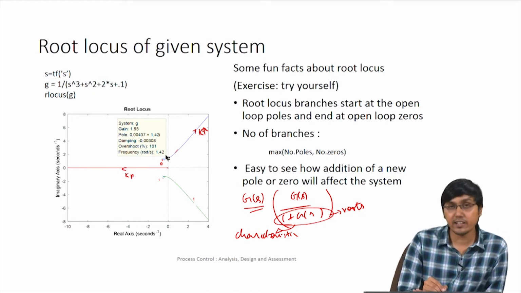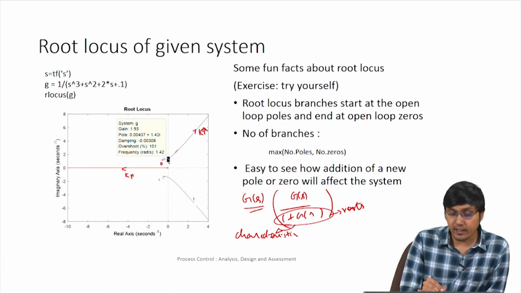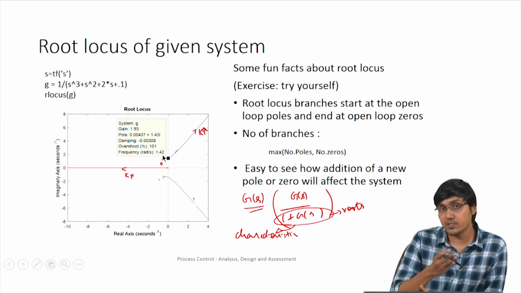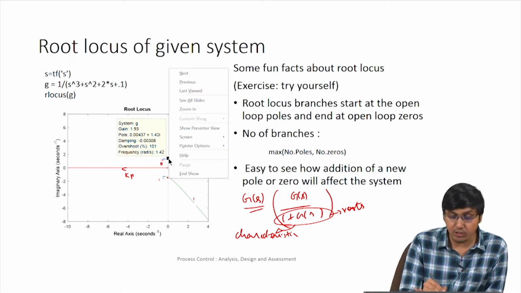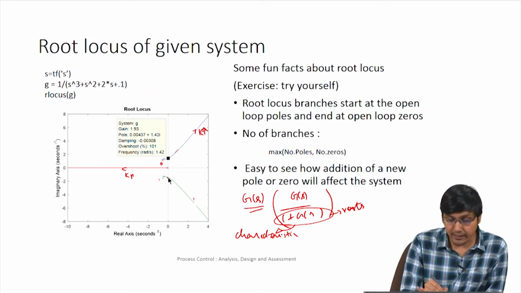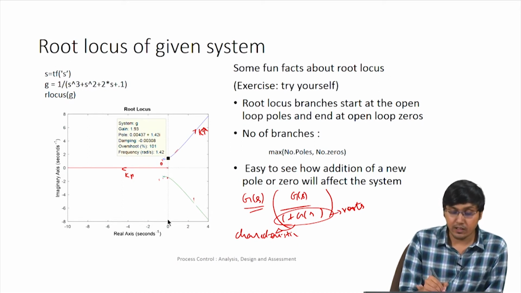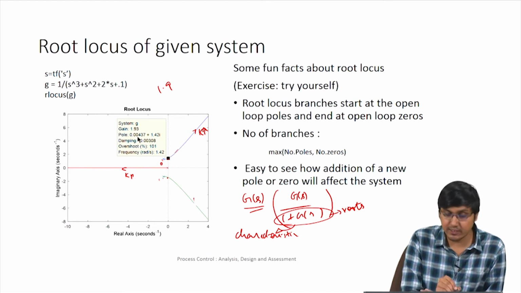For these two particular poles, whenever the gain increases, the root locus is moving, the poles are moving towards the right half of the S plane. There is a particular gain value at which the pole meets the imaginary axis, and at that point the gain is approximately 1.9. This is not exactly on the imaginary axis; you can see it is somewhat tilted, like 0.00437.